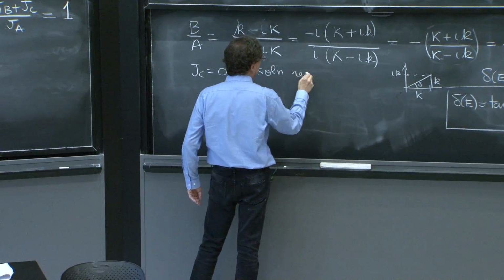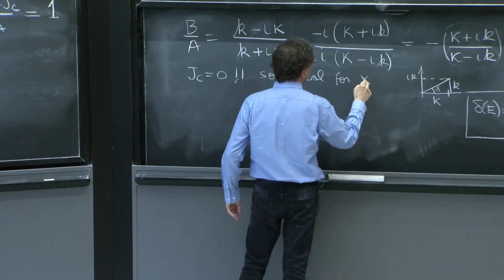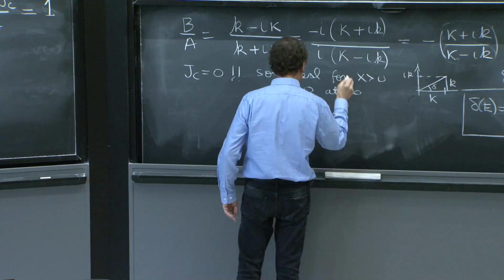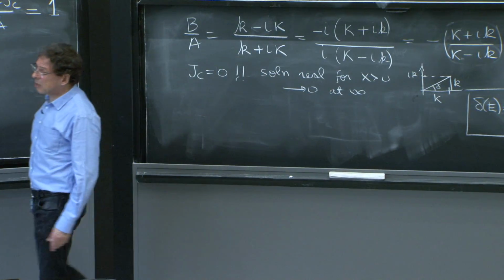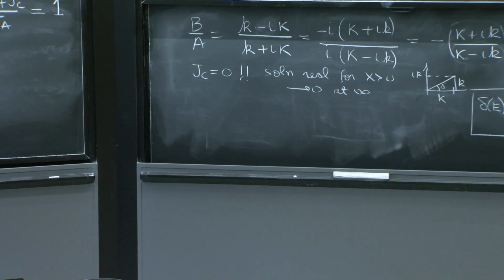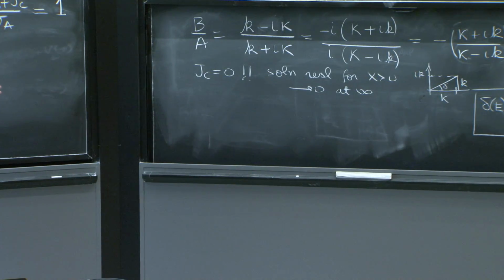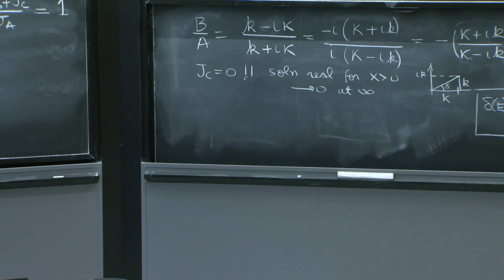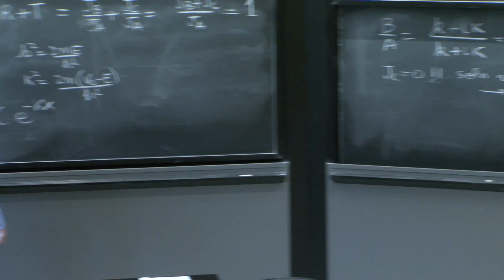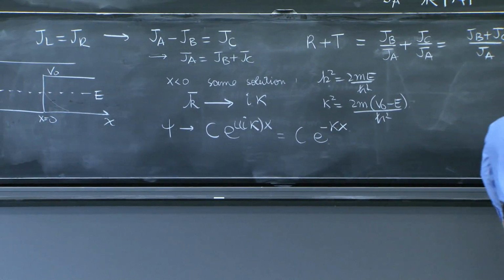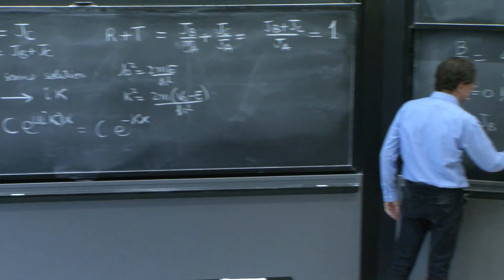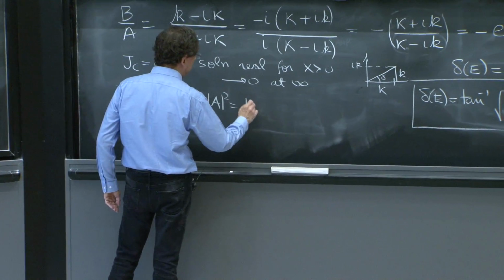The solution is real for x greater than 0, and anyway goes to 0 at infinity. The fact that it's real is a mathematical nicety that helps us realize that it must be 0, but the fact that there's no current far away essentially is telling you it had better be 0. So if the current JC is 0, JA must be equal to JB, and therefore a squared is equal to b squared.